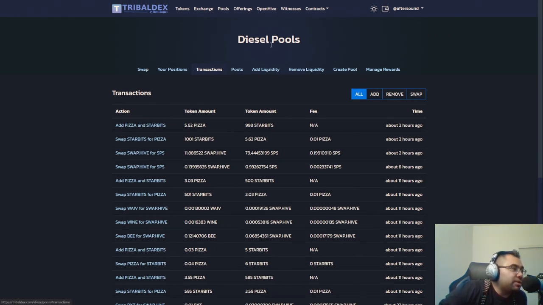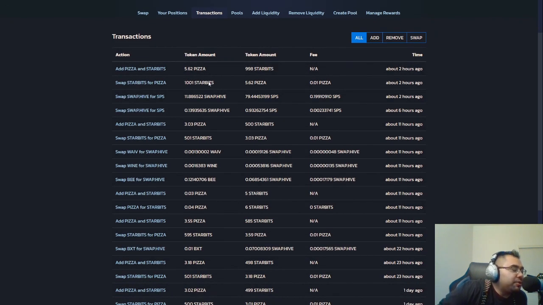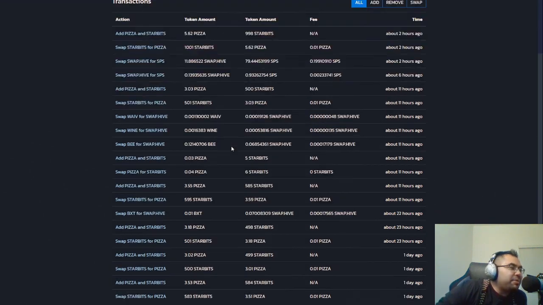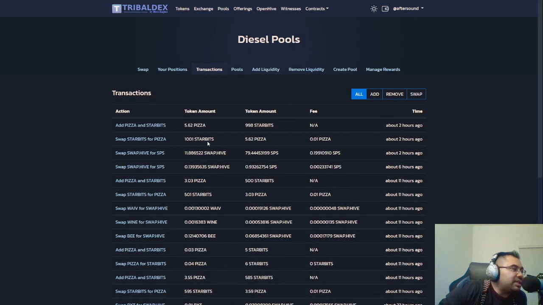As soon as I was looking here and refreshed and got the new updated look of the page, I saw the transactions tab immediately, and I was like, wait a second, this is something new, and then went back into it. And you can see here that a lot of it is Starbits and Pizza for me, or SPS and swap.hive, or just converting every other random coin back into Hive eventually. So I like this. It's just a nice way to be able to go back through and see all of the transactions you have made.